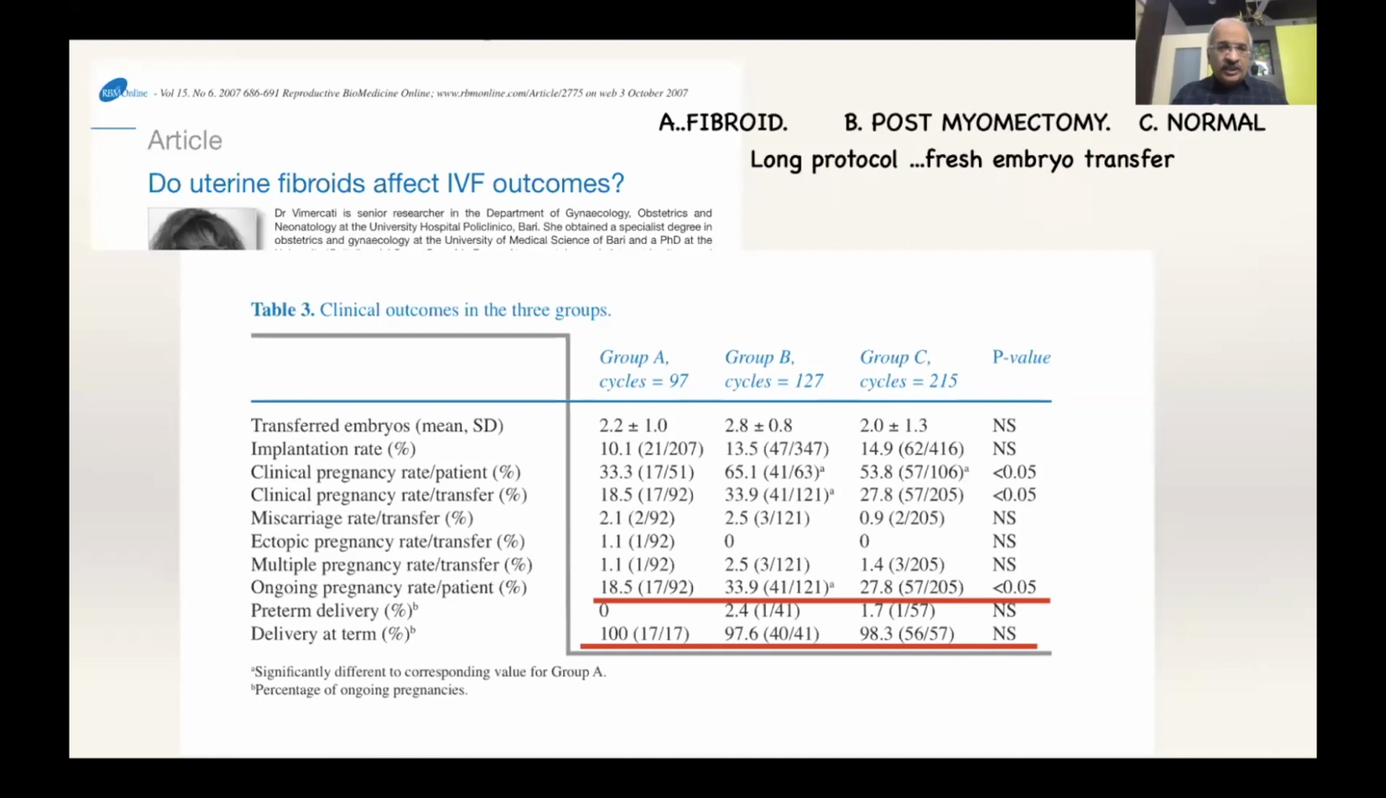And look at the ongoing pregnancy rates. In group A, the fibroid group, it's about 18.5. In group B, the post-myomectomy group, there's suddenly a pregnancy rate of 33%. And in the normal group, it's about 20%. And definitely the live birth rate is 97 and 98% post-myomectomy and normal. This paper definitely tells us that after doing a myomectomy, there is an increase in the pregnancy rate.